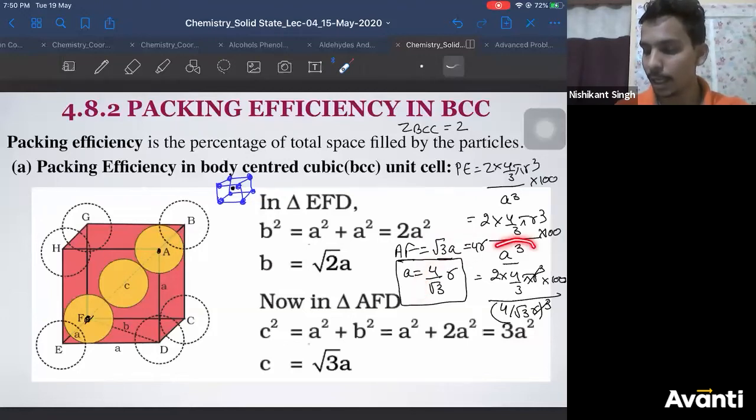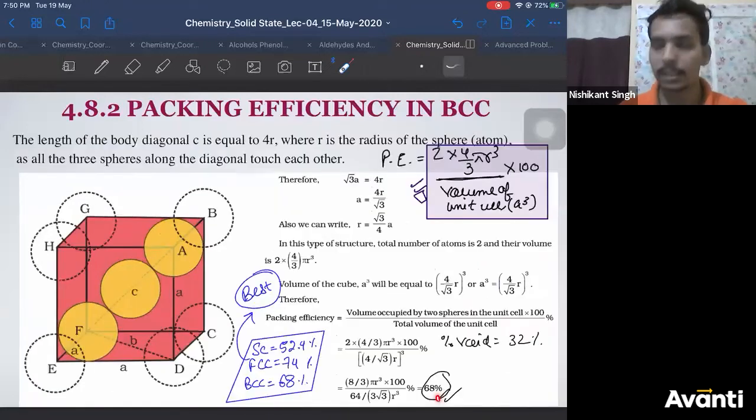Substitute the value of a as 4 by root 3 r. r cube will get cancelled. And when you simplify it, your packing efficiency will come up to be 68%. Right? So I hope this is clear to everyone. Is this point clear to everyone? Anybody having any doubt? Now, these were packing efficiencies in 3 dimensions, right?